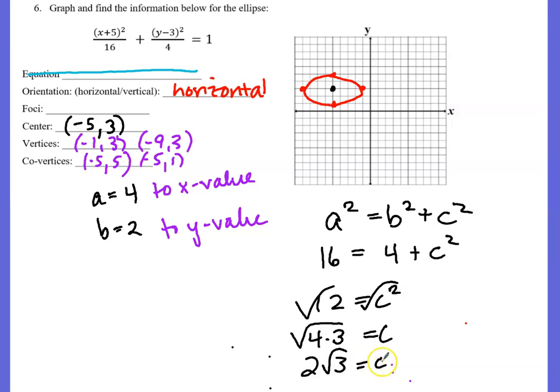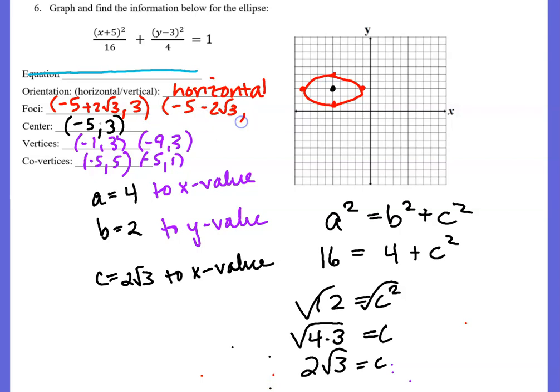This is the c value, and remember, c goes in the same direction that your vertices, your longer axis, go. So since I was adding to my x's, I'm also going to do this to the x value of the center. That means I need to add and subtract 2 root 3 from the center. So the center is -5, 3, and I'm going to change the x value because I'm moving in the x direction. So it would be -5 plus 2 root 3, keep the y value the same, and then I would also start at -5 but subtract 2 root 3. Again, the y value stays the same.